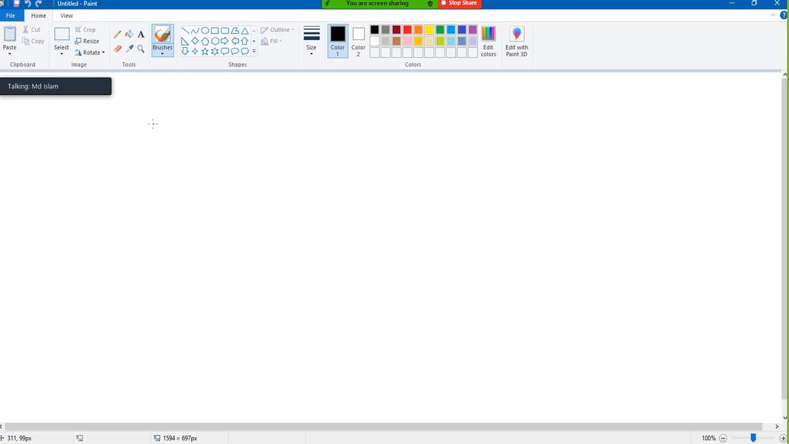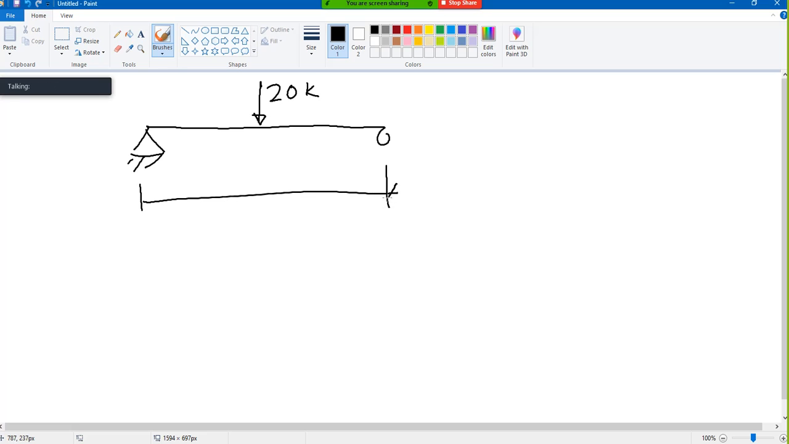Let's consider a simply supported beam. Start with something very simple: a simply supported beam with loading at the center. Say this load is 20 kip, and this distance is 10 feet, and this distance is 10 feet. Make it very simple at the beginning. It is a simply supported beam with center concentrated loading.